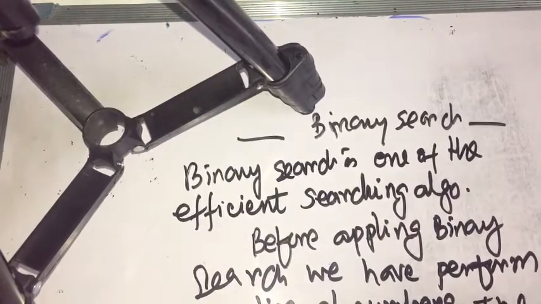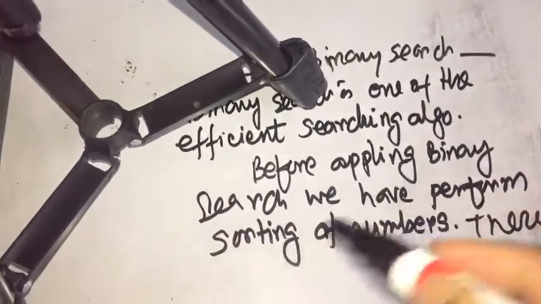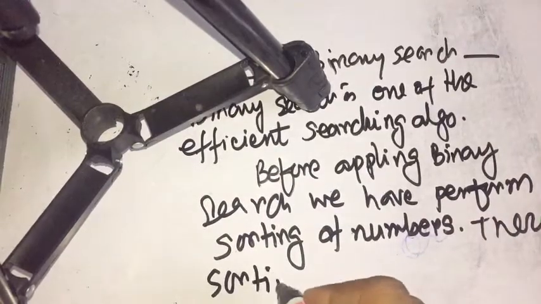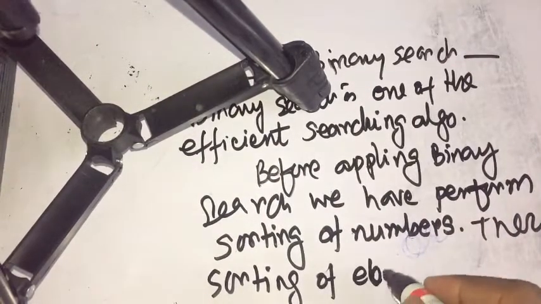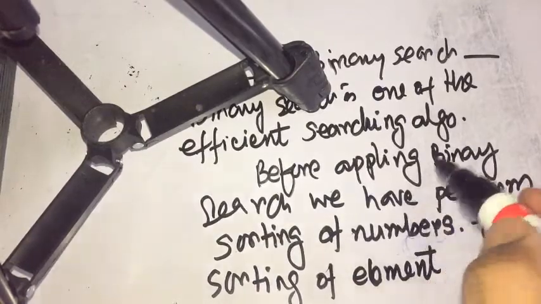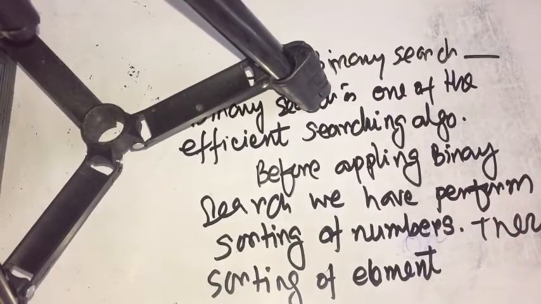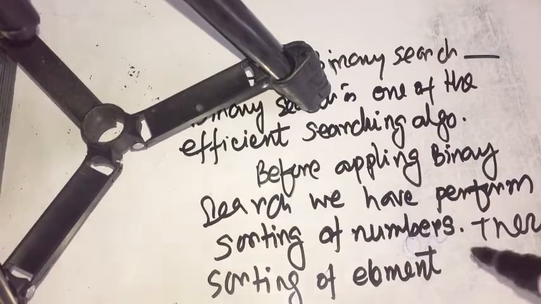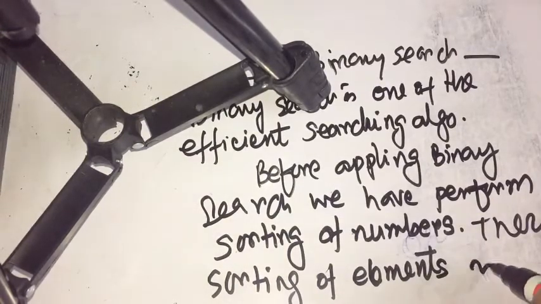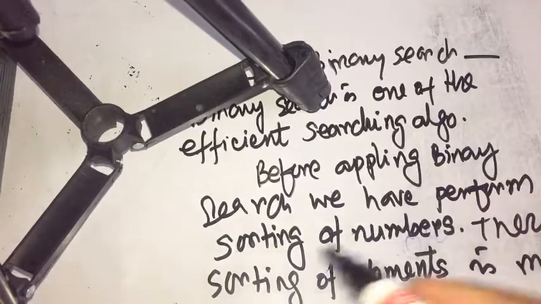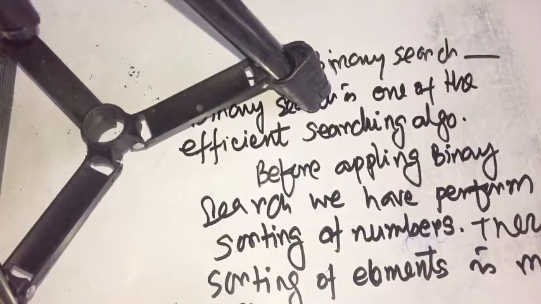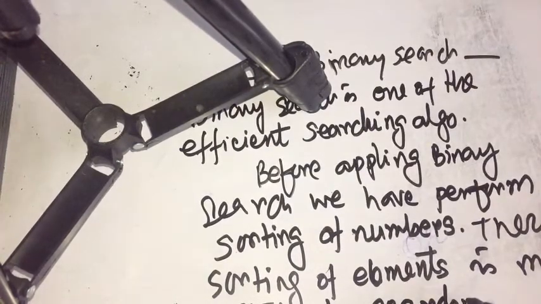Therefore, sorting of elements. In case of unsorted elements, binary search cannot be applied. Therefore, sorting of elements is the main criteria for binary searching.